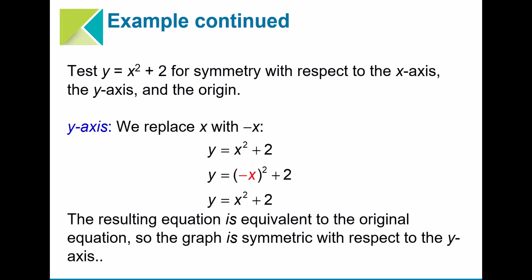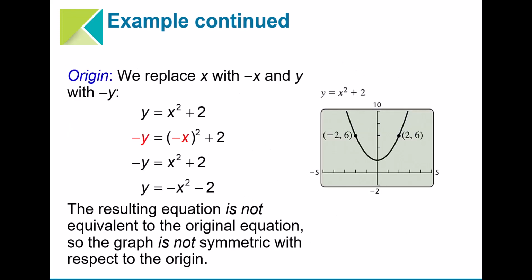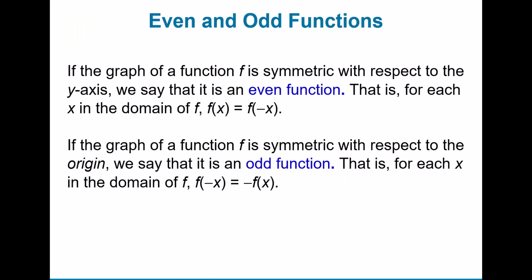I can do the same thing here with the y-axis, replacing x with -x, but notice when you square -x, you get back the same equation, so it is symmetric with respect to the y-axis. And then looking at the origin, replacing both, you do not get the same equation. You can see this once again, it's always best to graph these, and that leads us into even and odd functions.